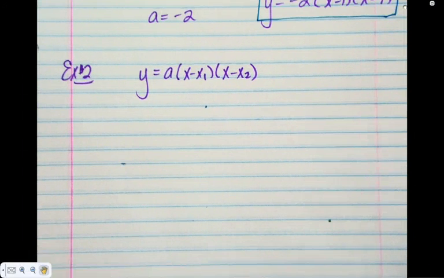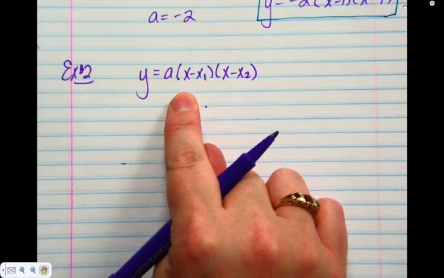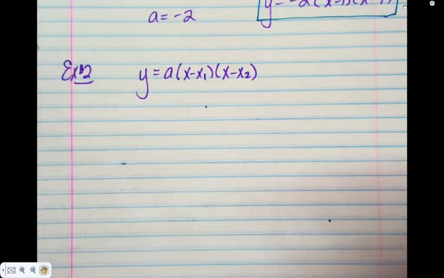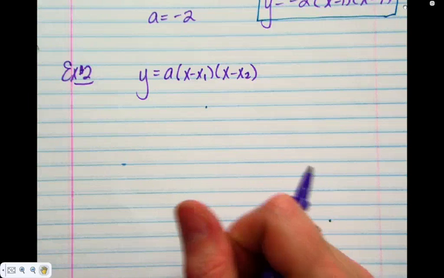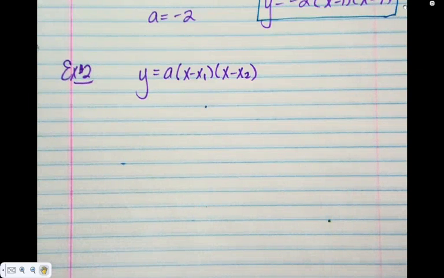Why did I pick this form? Where does it say x-intercepts in the question? Zeros. And what are some more synonyms for x-intercepts? It could be x-intercepts, could be zeros. Solutions or roots. Roots, x-intercepts, zeros, solutions all mean the same thing.